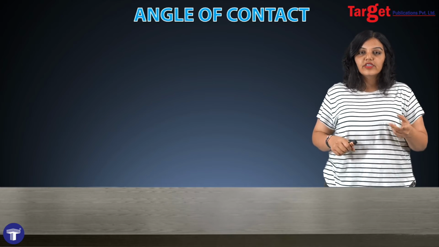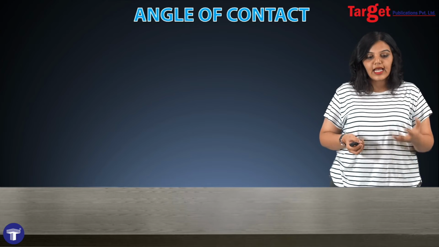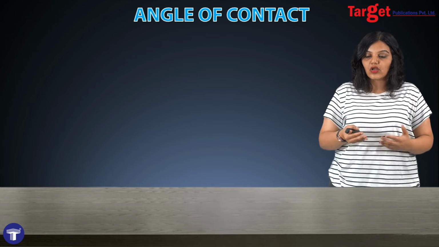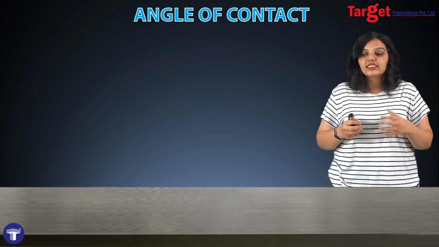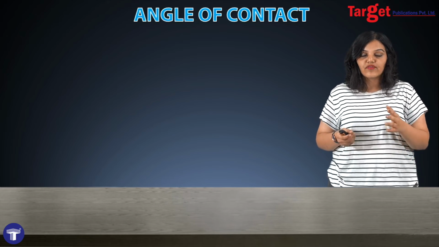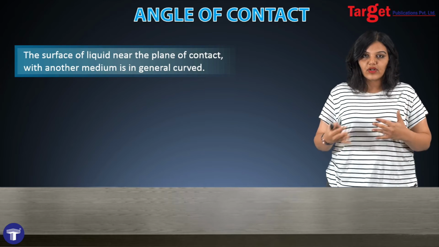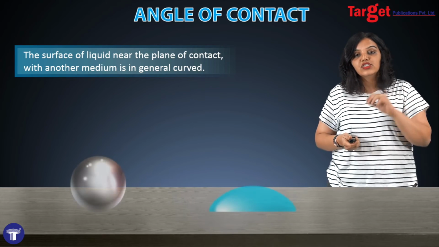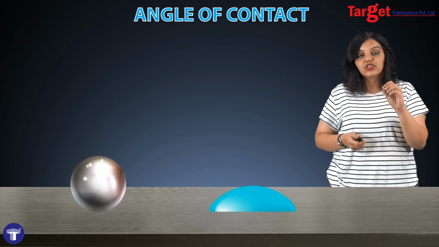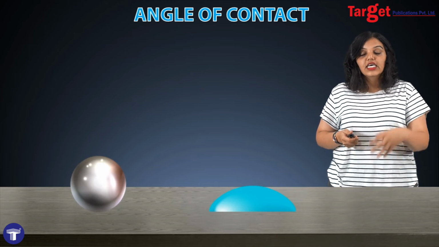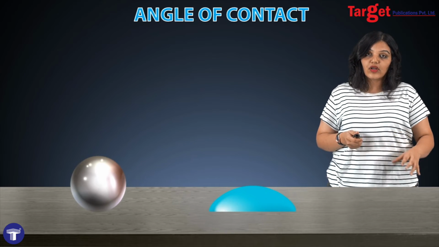At the beginning of the video, while discussing intermolecular forces of attraction, we mentioned that a liquid like mercury does not stick to the vessel. And this sticking to the vessel is actually connected to the concept of the angle of contact. Now, the surface of a liquid near the plane of contact with another medium is in general curved, which means that when you try to rest a drop of a liquid on the surface, the shape that it takes depends on what is known as the angle of contact.